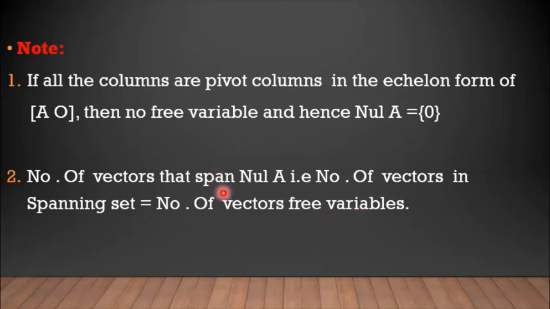Because when you don't have free variables, there won't be any basic variables to express in terms of free variables. So you will have in null A only one vector, the 0 vector. But then how many vectors will be in the spanning set of null A? That will be equal to the number of free variables. This we can note down immediately by looking at an echelon form of the matrix. We can immediately mention how many vectors can span the null space.